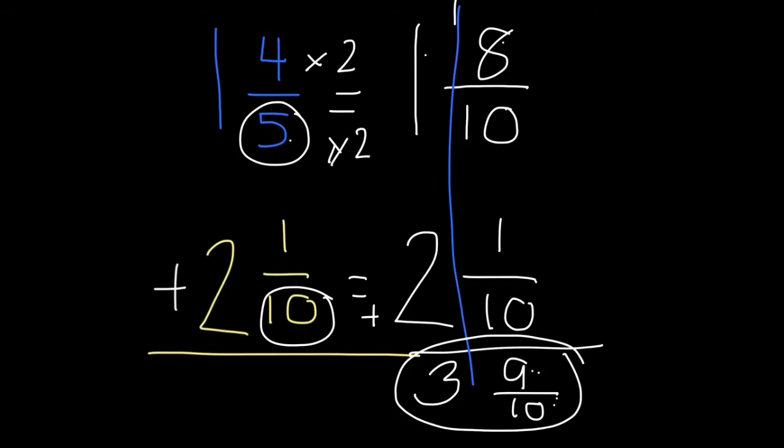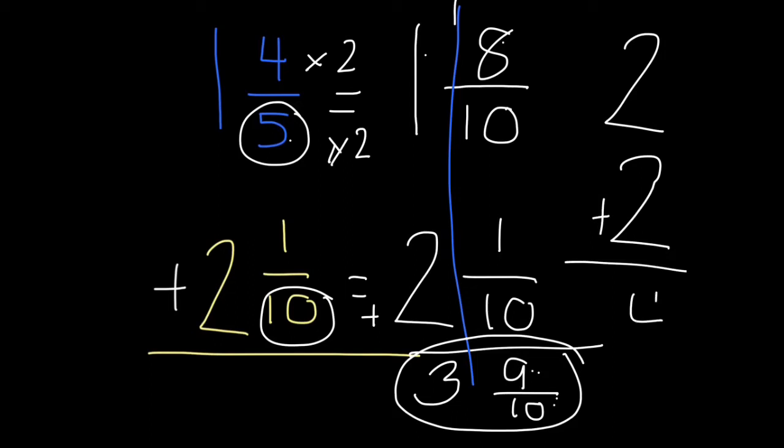If I estimate 1 4/5, that's close to 2. And then I look at 2 1/10, and that is close to 2 as well. So 2 plus 2 is 4. So my answer is going to be about 4. Look at that. It was. So now I'm going to show you one that doesn't come out as easily as this one did.